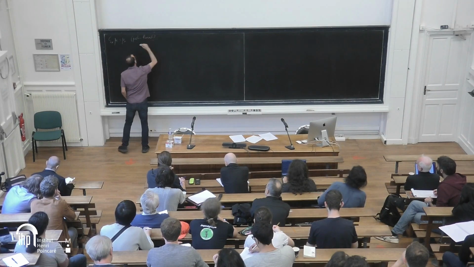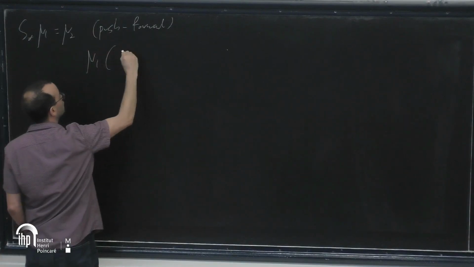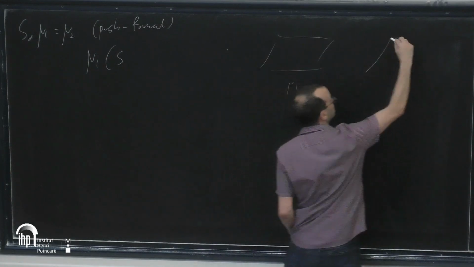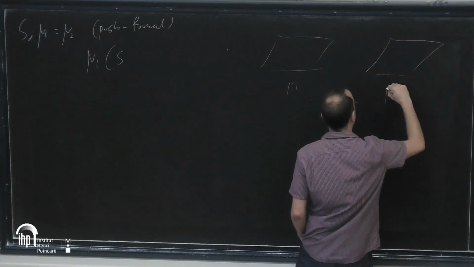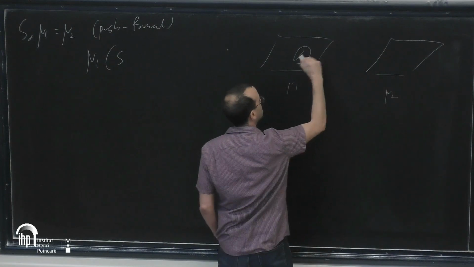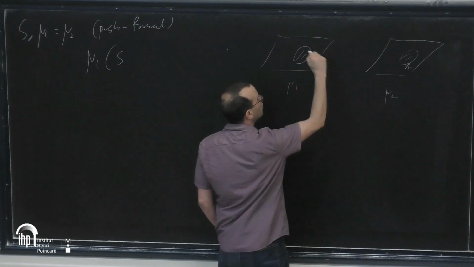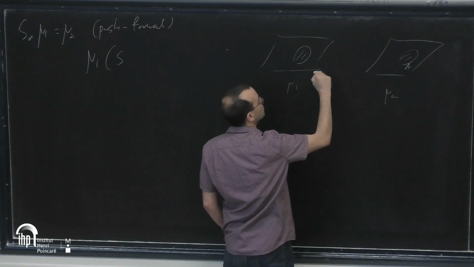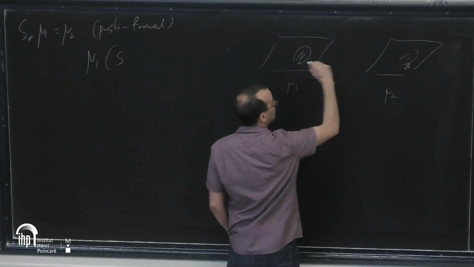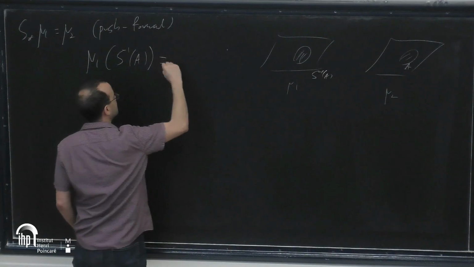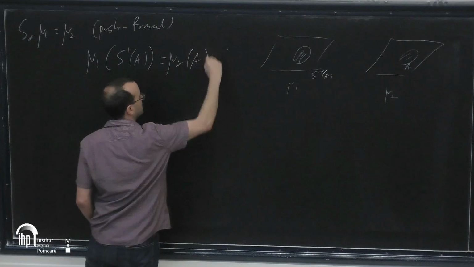this means that, if this is mu1 here and mu2 is here, and I take any set A here, and this is the corresponding pre-image, it's common to work with pre-images, it's better in measure theory. So I want them to have the same mass. So it requires that mu1 of S minus 1 of A is the same as mu2 of A for any Borel set A.